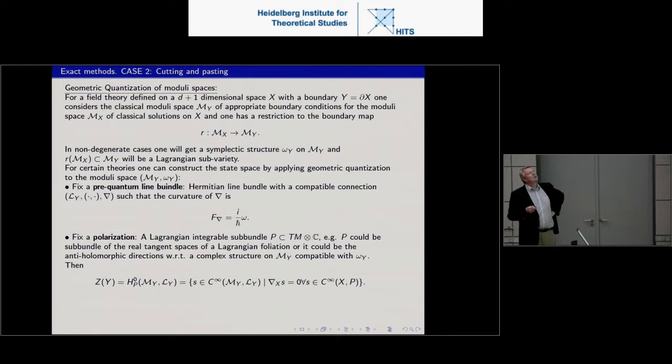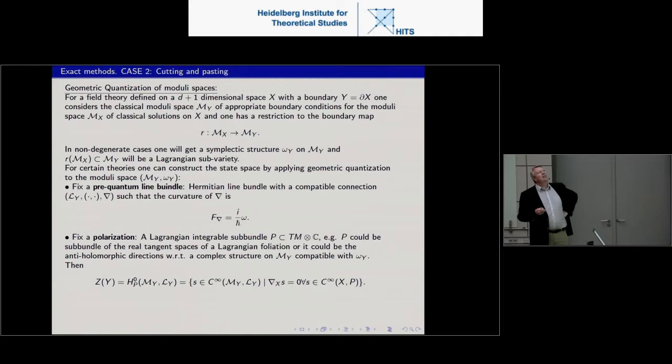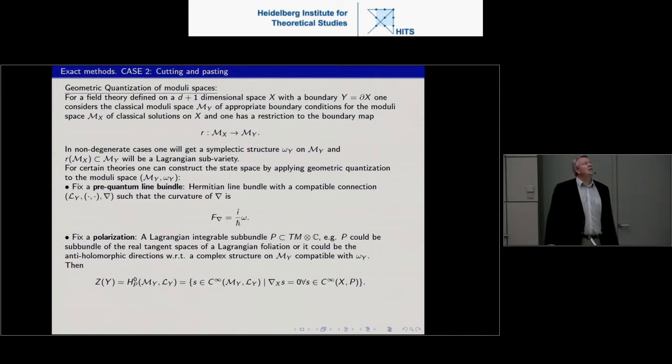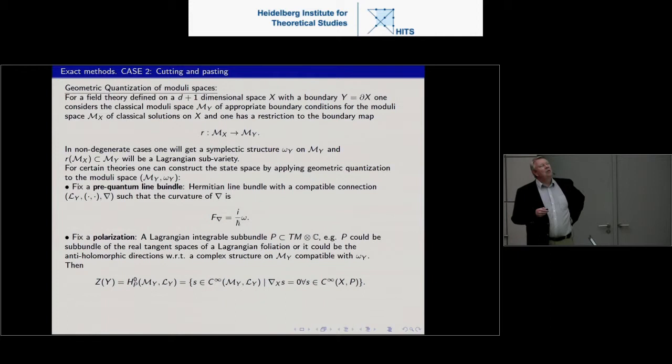And in certain non-degenerate cases, what will happen is that the moduli space on the boundary will be equipped with what's called a symplectic structure. This means basically it's equipped with what is known as a classical mechanical system, because the symplectic structure determines the classical mechanics. It's a way to encode the classical mechanics. And in fact, if you look at the image of the things from the bulk, they will form what's called a Lagrangian subspace. So they form exactly the basis of a classical field theory. And now the idea is simply, you now just quantize this moduli space on the boundary.